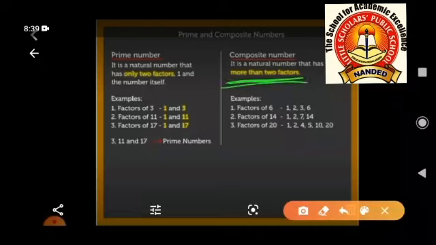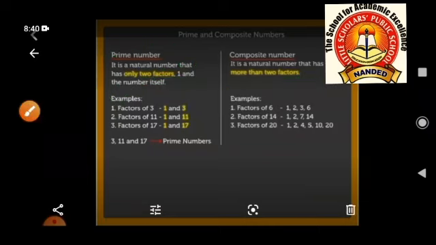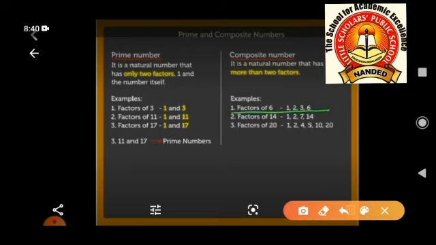A composite number needs more than two factors, whereas a prime number needs only two factors. If more than two factors are there, it is not a prime. If a number has only two factors, it is a prime, and if a number has more than two factors, it is a composite number. For example, I have taken 6.